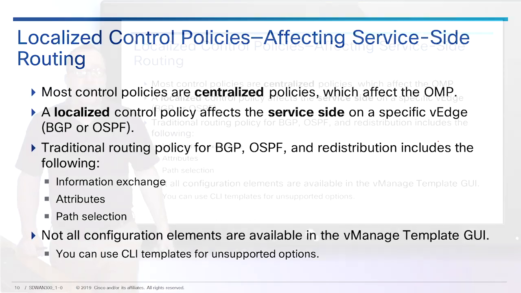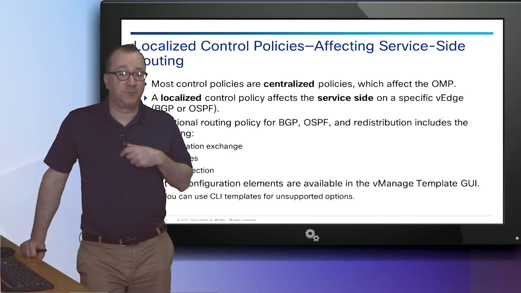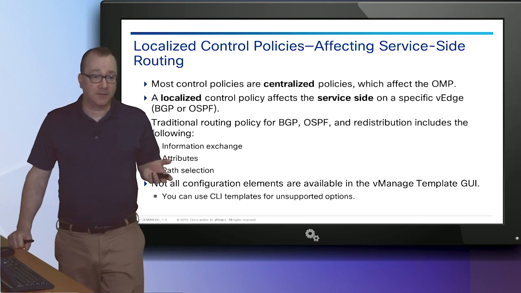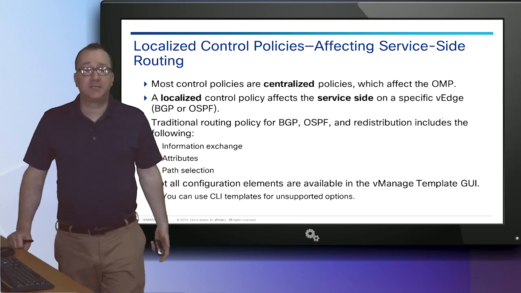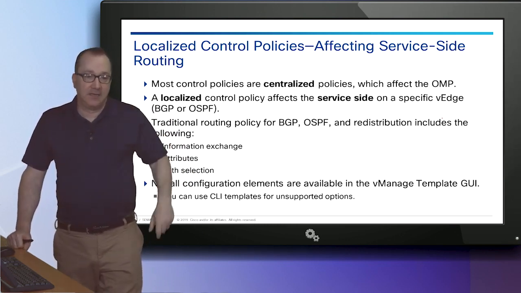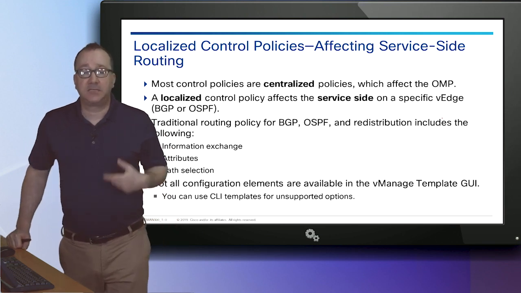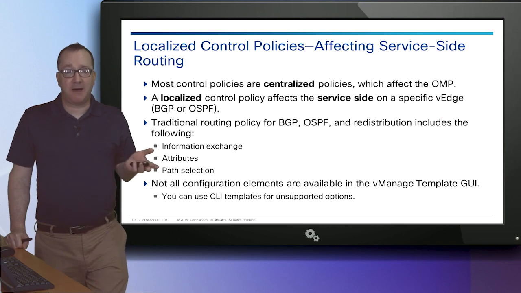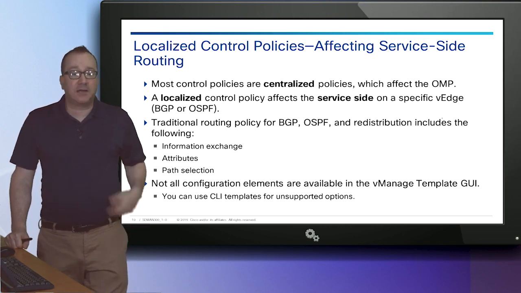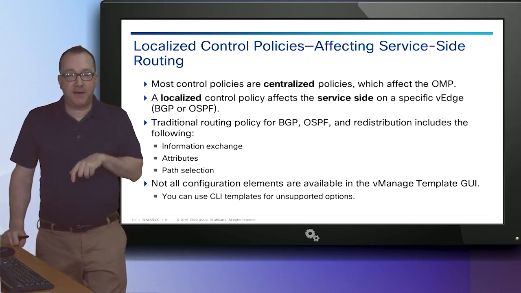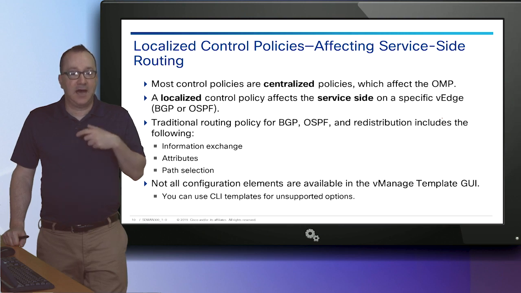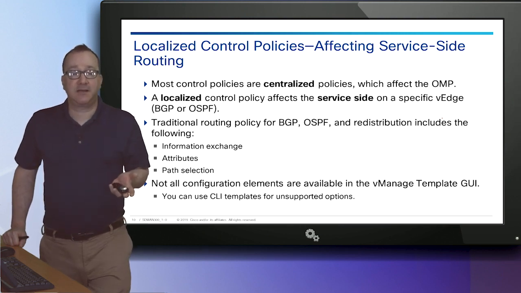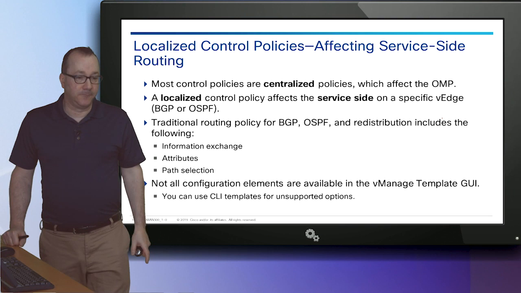So most control policies are going to be centralized policies which affect those transport networks. Localized control policies are going to affect the service side routing at a single site on a specific vEdge router. Localized control policies are like traditional routing policies in a network. We're going to recommend you use the vManage GUI templates to define policies and not CLI templates. CLI templates are more generic, but also far more error prone.